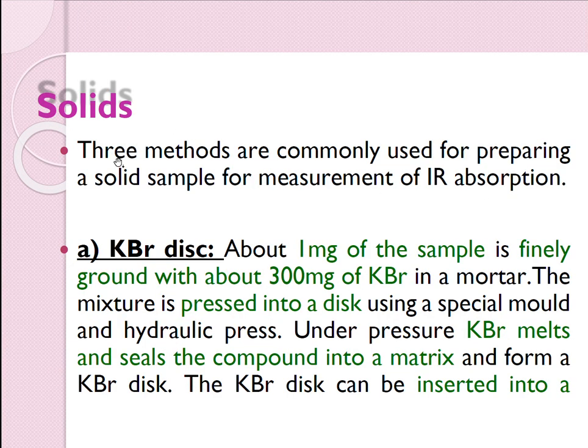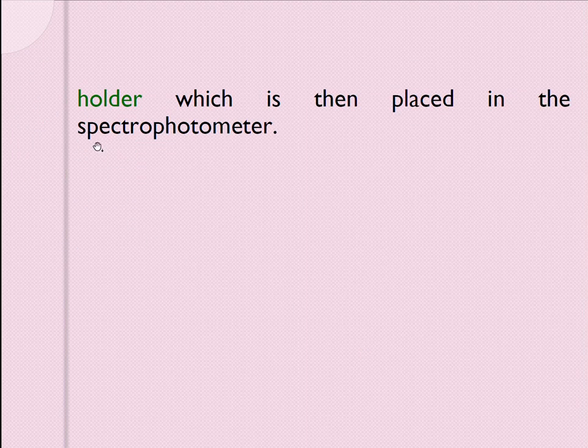Then solids. Three methods are commonly used for the preparation of a solid sample for measurement of IR absorption. First of all, the potassium bromide disc. About 1 milligram of the sample is finely ground with about 300 milligrams of potassium bromide in a mortar. Okay, the sample is mixed with potassium bromide. The mixture is pressed into a disc using a special mold and hydraulic press. Under pressure, potassium bromide melts and seals the compound into a matrix and forms a potassium bromide disc. The potassium bromide disc can be inserted into a holder which is then placed in the spectrophotometer.